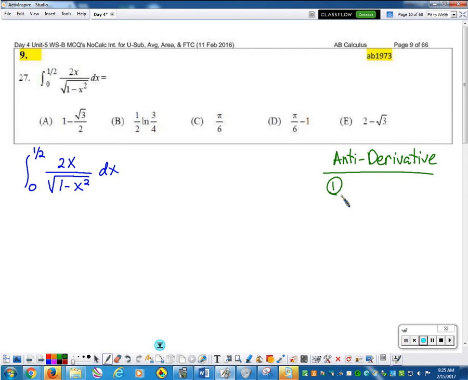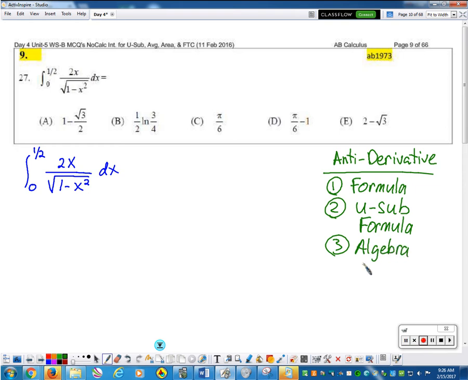Help there? Formula. Else, substitution, and then the purpose of a U substitution is to use a formula. So here, algebra. Algebra followed by a formula. So I've got to figure out which of those three methods to use here.